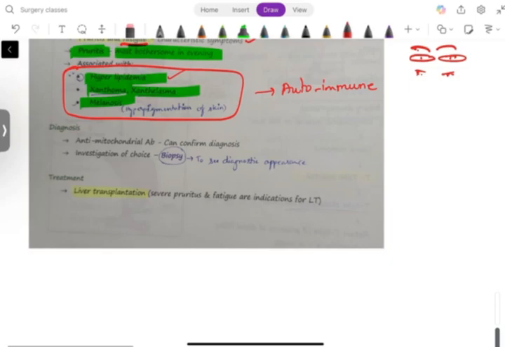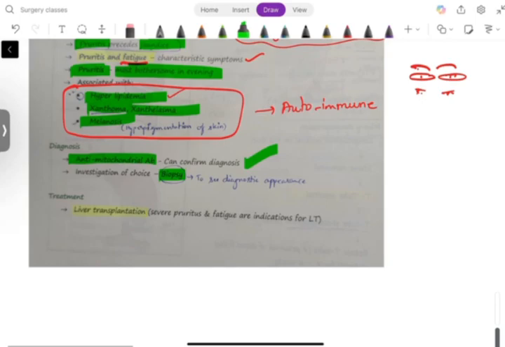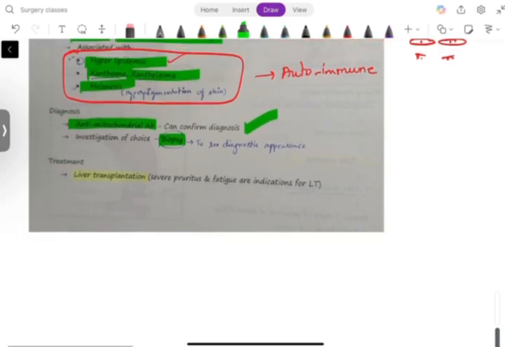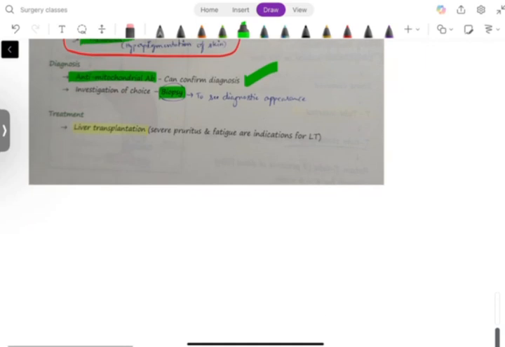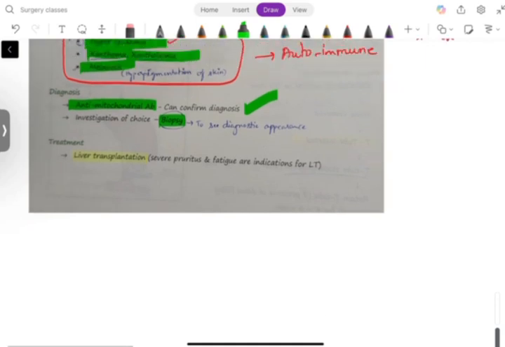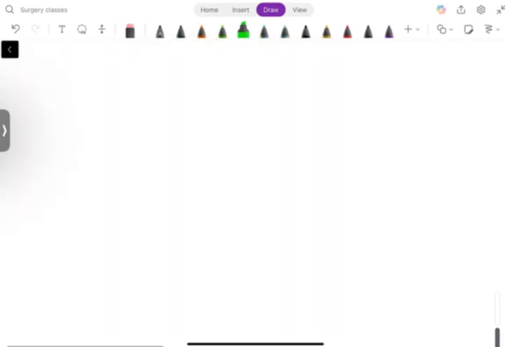So how do we diagnose this? Basically we will confirm the antimitochondrial antibody. If it is present then it is confirmed. But the investigation of choice is biopsy from the intrahepatic bile duct. So what is the treatment? Since it is an autoimmune disease, we can't do anything. We can just give immunomodulator drugs or we can go for liver transplantation. So this completes part 1.